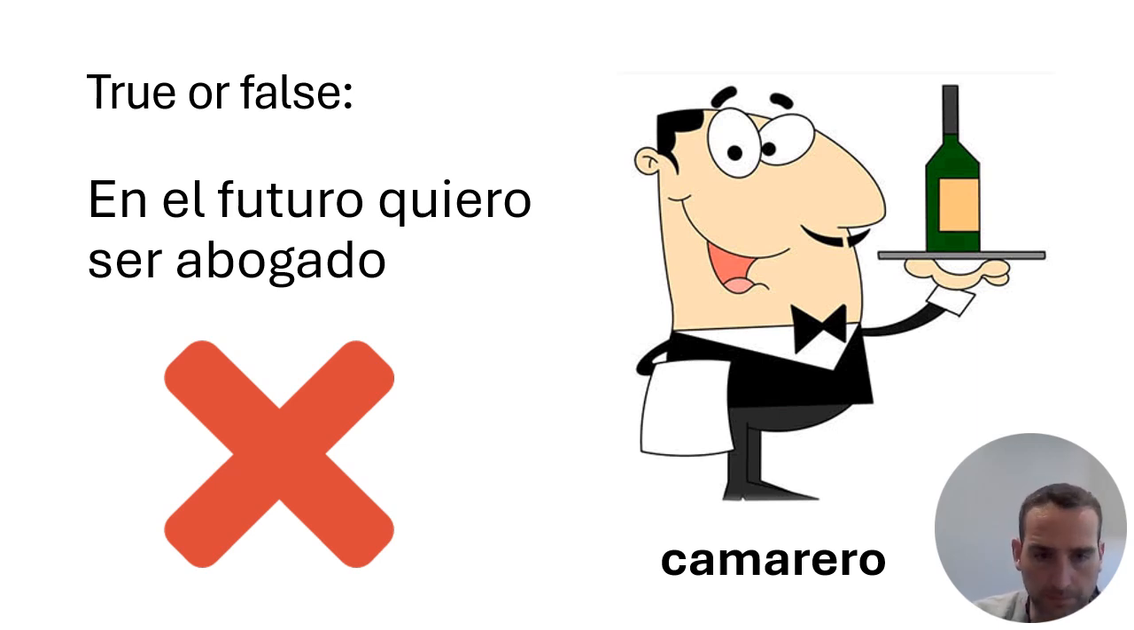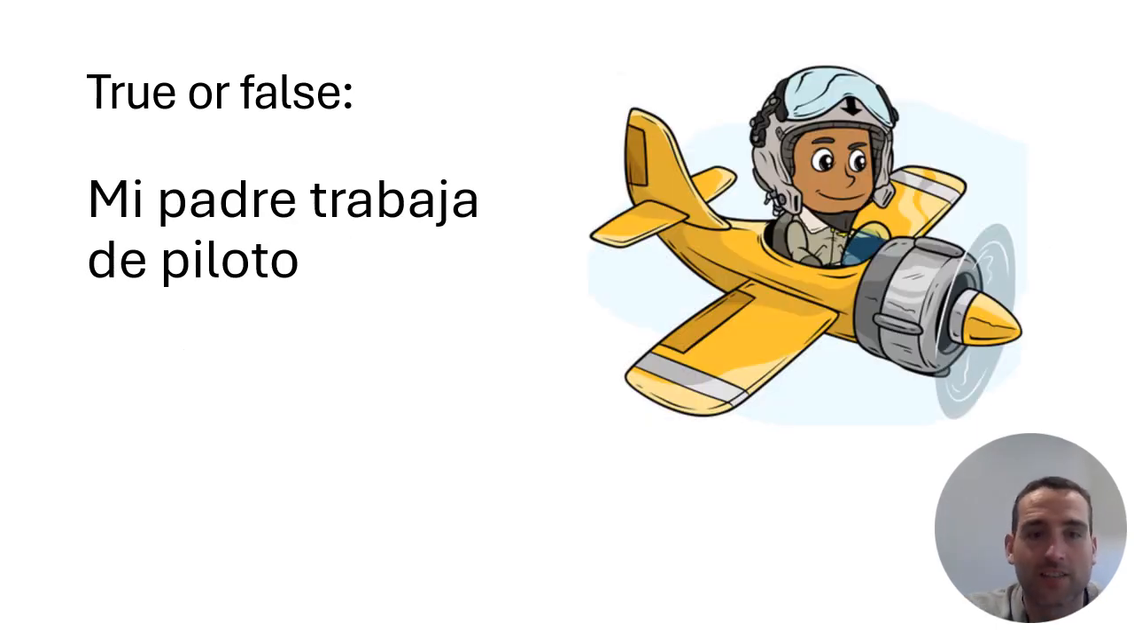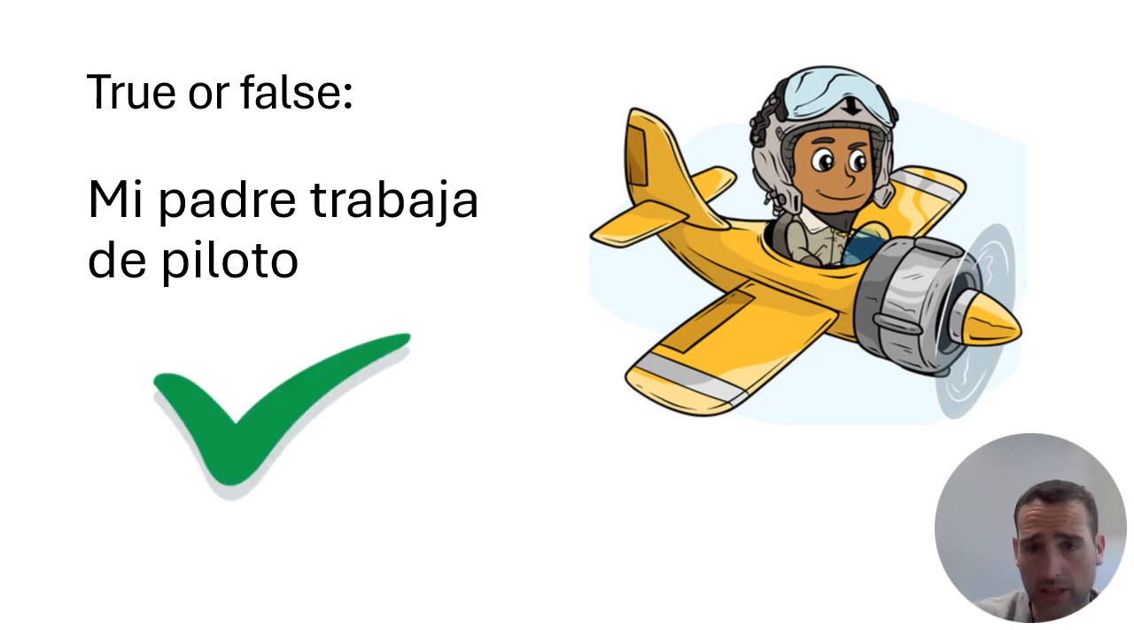Let's do another one. Okay, this one says, mi padre trabaja de piloto. Is that true or false according to the photo? 3, 2, 1. Yes, this one is correct. So my father works as a pilot.